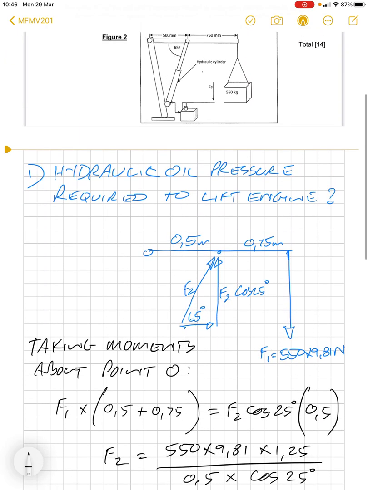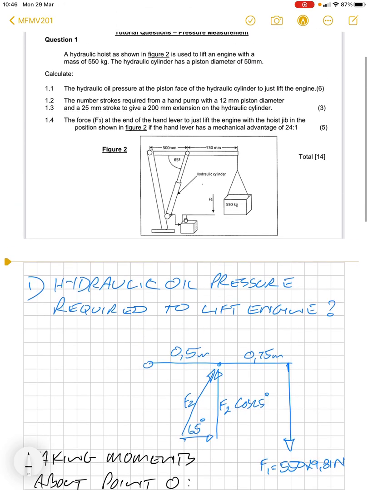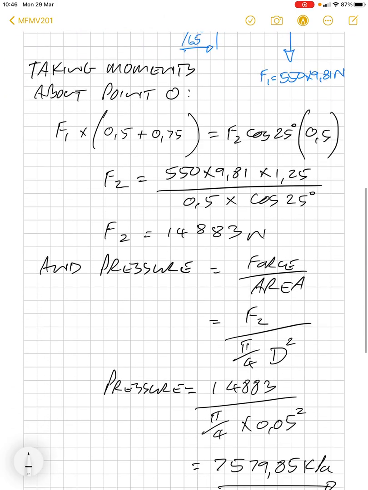Second part of the question, the number of strokes required from a hand pump with a 12 millimeter piston diameter and a 25 millimeter stroke to give a 200 millimeter extension on the hydraulic cylinder. So that's actually one question there. Alright, so how many times do we have to pump the handle to lift up the cylinder by 200 millimeters?